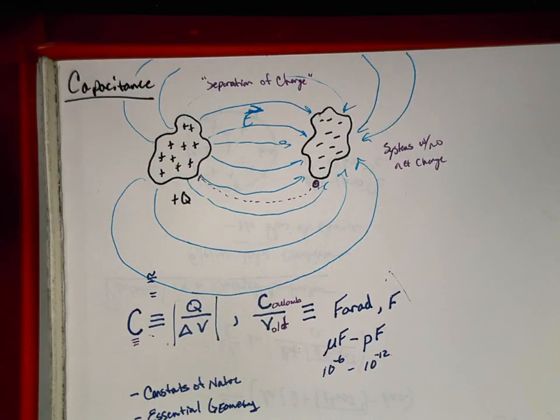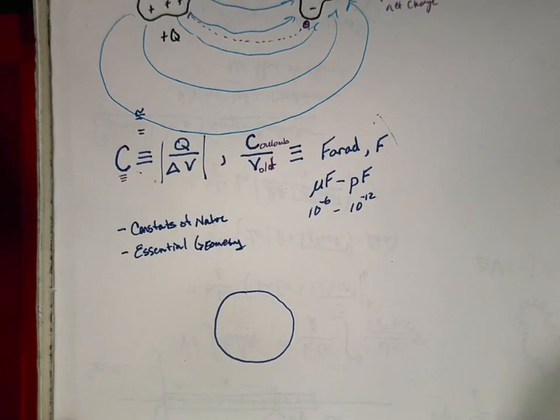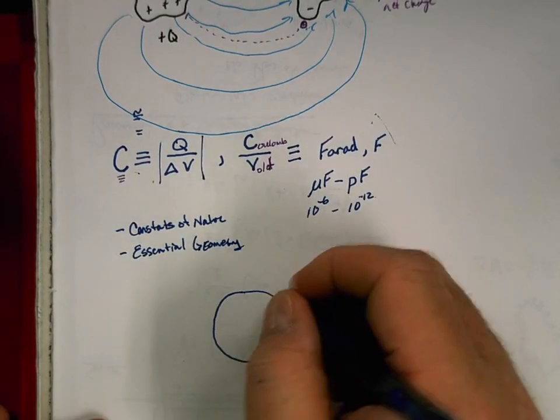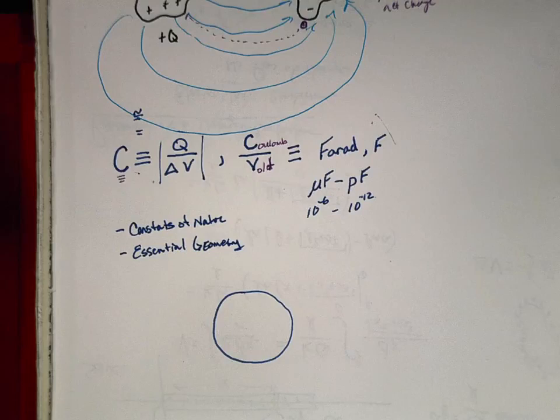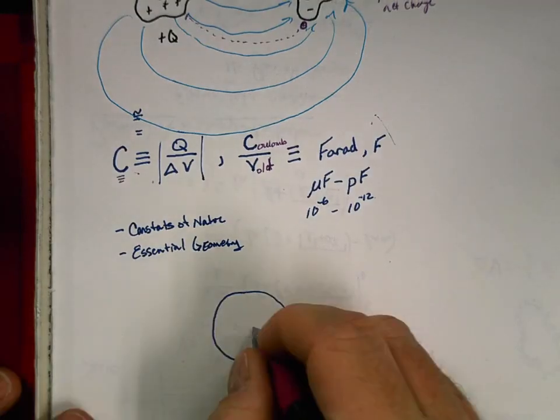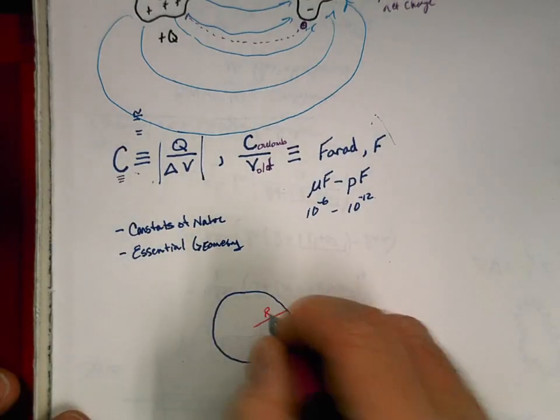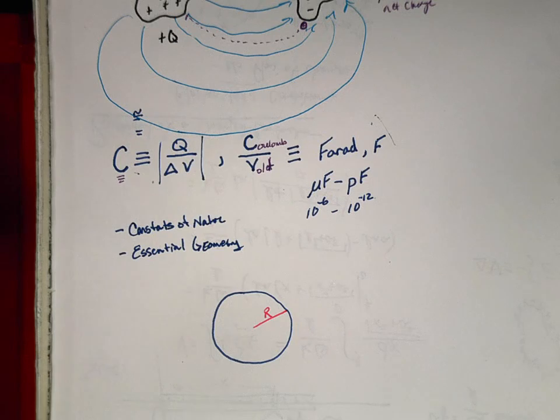So we're going to start with a sphere. Okay, our sphere is of radius r. Okay, it has a total charge Q on it.